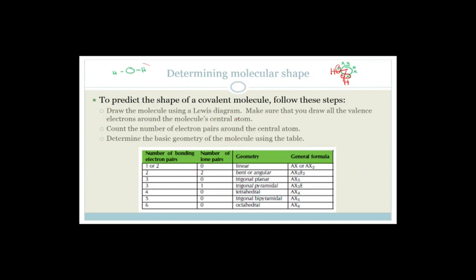So let's talk about this table. This is the number of bonding electron pairs. If there are one or two bonding electron pairs and the number of lone pairs is zero, then we end up with a linear molecule. And the general formula for that is AX or AX2. That makes sense, right? Because either you have two atoms or you could have AX2. An example of AX2, just to give you an idea, would be carbon dioxide.